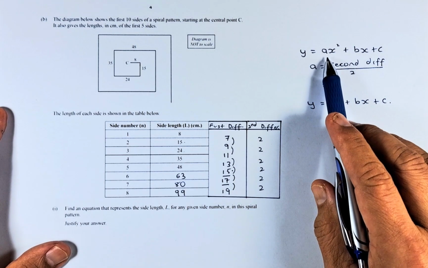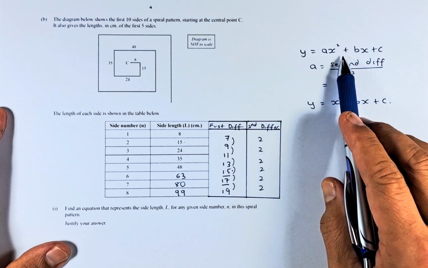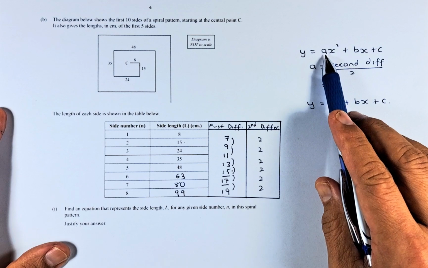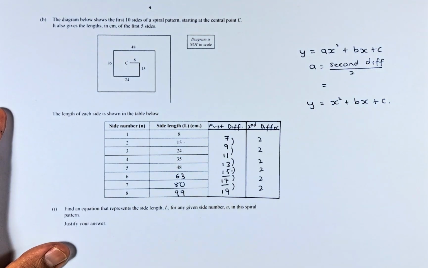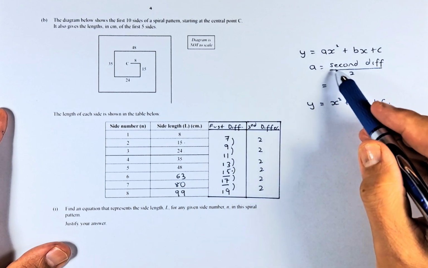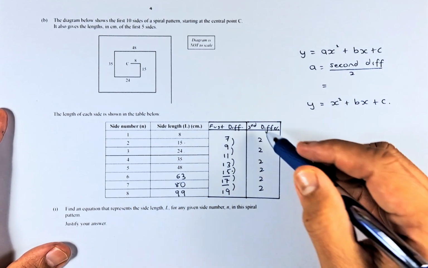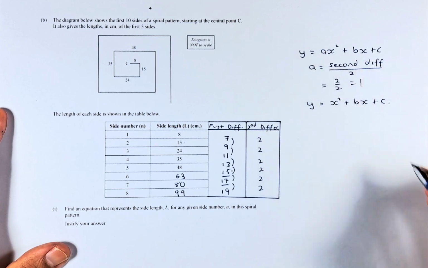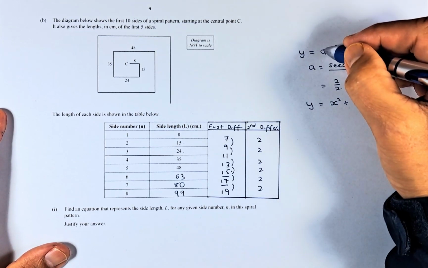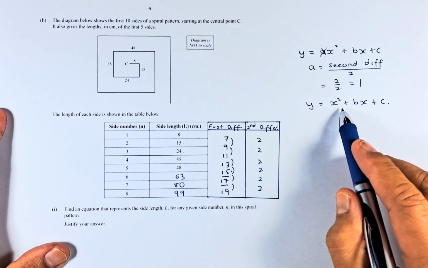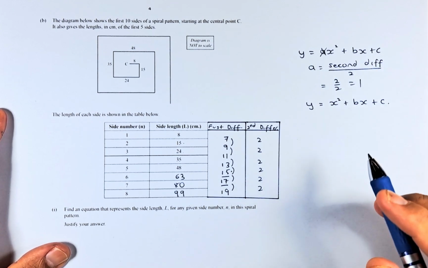The quadratic has this formula, y equals ax squared plus bx plus c. So we need to find the values of a, b, and c. Okay, to find this is quite straightforward. So what we're going to do, a is just the second difference divided by 2. So the second difference is 2, so 2 divided by 2 equals 1. So a equals 1, so that will be nothing. So that equation now becomes y equals x squared plus bx plus c.